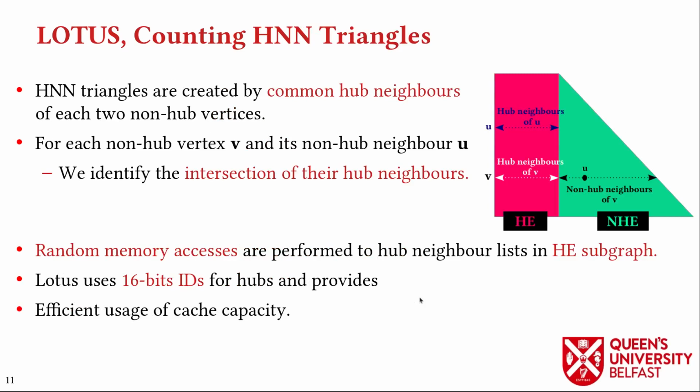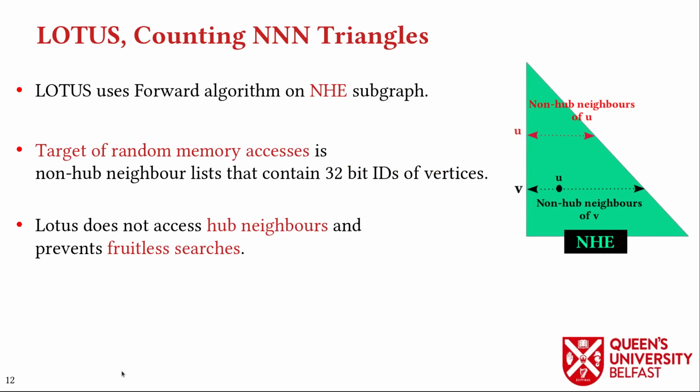In counting HNN triangles, we have to identify the common hop neighbors of a non-hop vertex and its non-hop neighbors. The target of random memory accesses is hop neighbor lists in the hop edges subgraph. LOTUS uses 16-bit IDs for hops in the HE subgraph and provides efficient usage of cache capacity. In counting triple N triangles, LOTUS applies the forward algorithm on the non-hop edges subgraph. LOTUS doesn't access hop neighbors in counting triple N triangles and prevents fruitless searches.